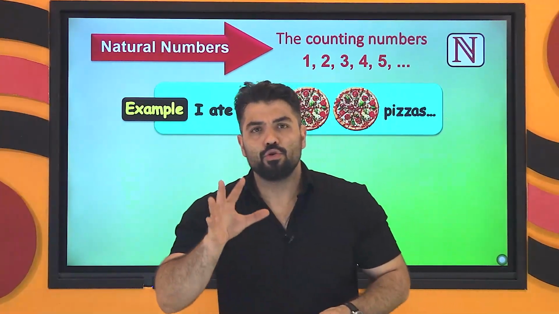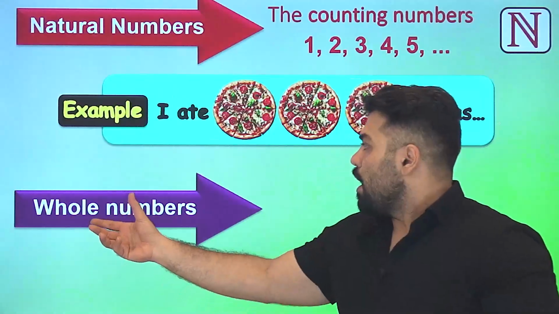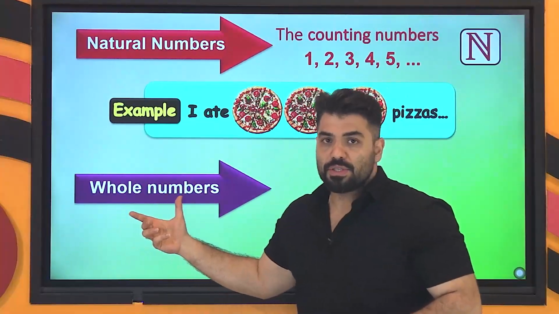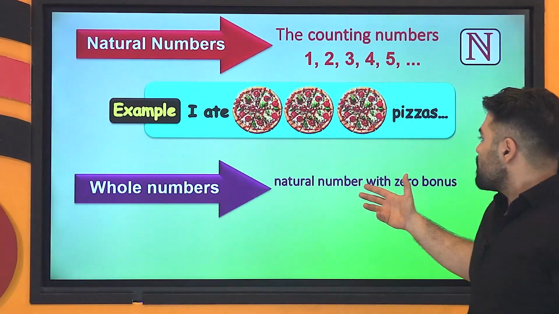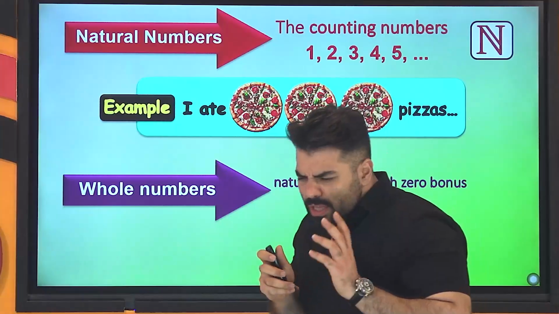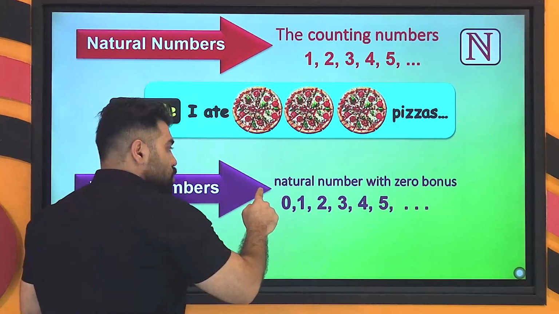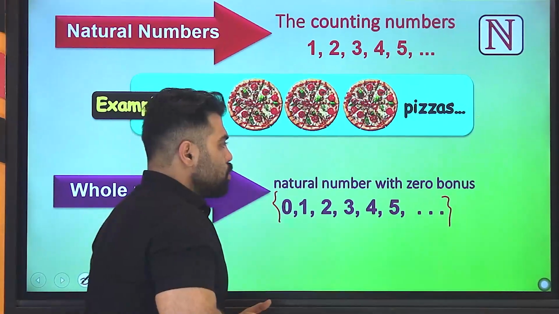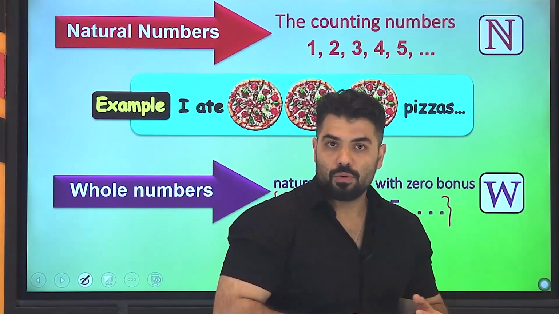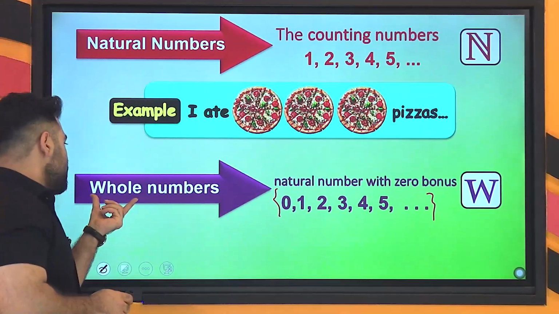Okay, the second group of numbers, my friends, are whole numbers. Whole numbers actually is the natural numbers with 0 bonus. The only difference between whole numbers and natural numbers is 0. So this is the set of whole number. The notation of whole numbers is W. W is the first letter of the word whole.